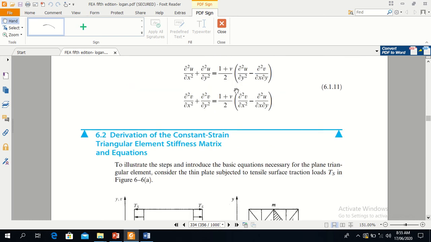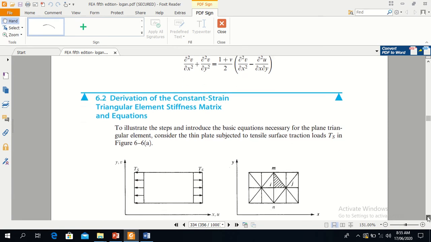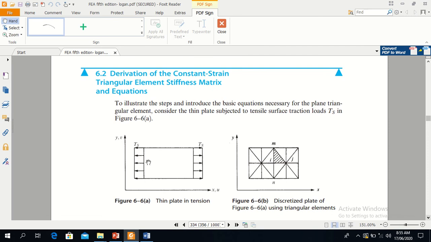Now we will derive the stiffness matrix for triangular element. So now in this section we will derive the stiffness matrix for triangular element. So consider a plate. This is a plate which is subjected to load Ts. The first step is to discretize the plate into small elements.